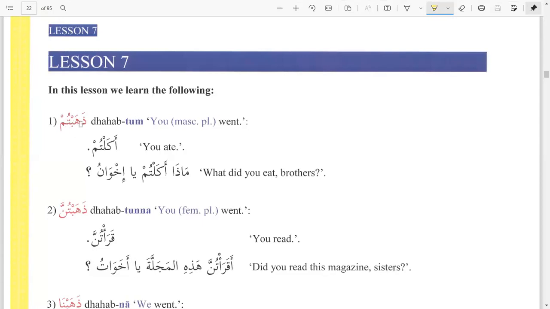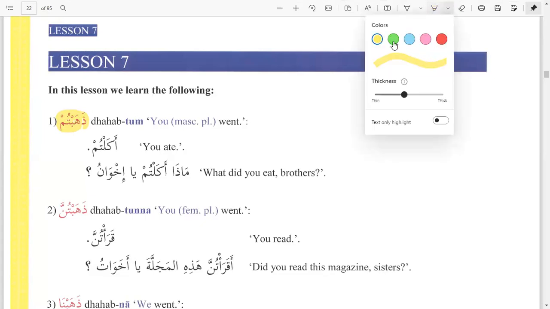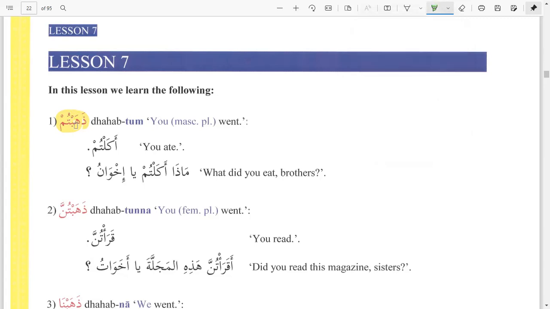Zahabtum is the plural of zahabta. Zahabtum, you all went. So this is what we use for the masculine plural. Masculine plural, we use zahabtum.